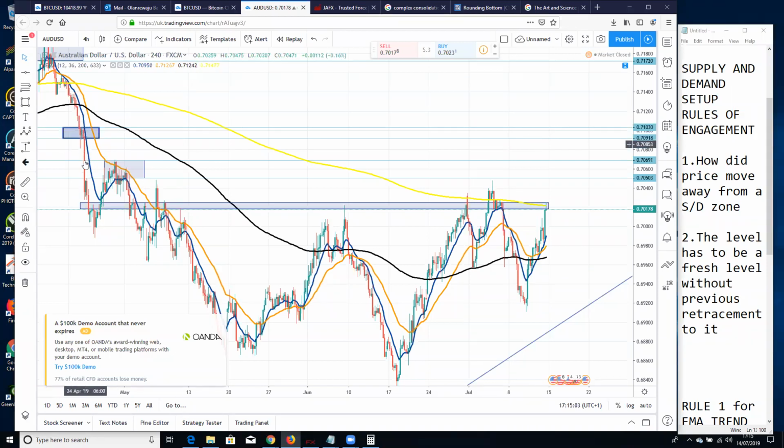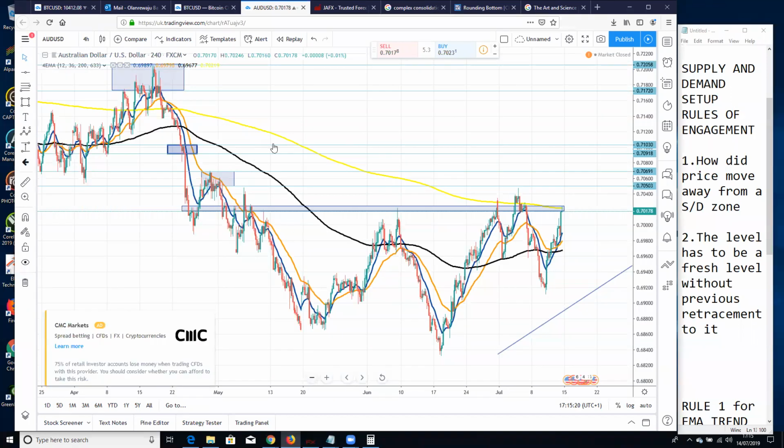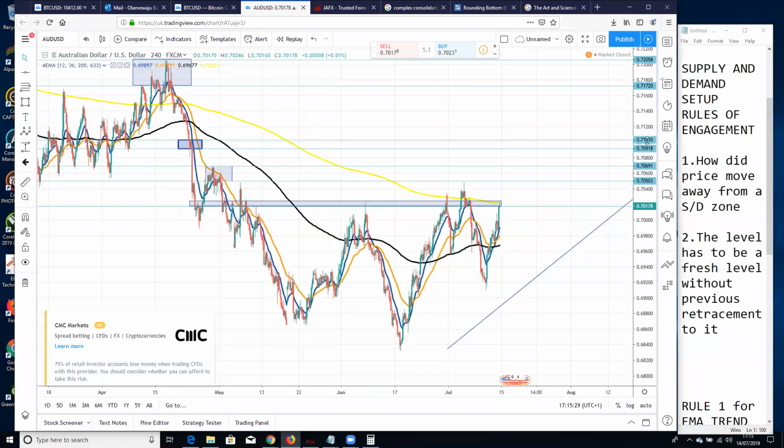So this will be one area that I'll be considering for a sell-off, because previously the way price moved away from it was very dynamic. You can see a very strong price movement away from that zone. So that zone will be a key zone for me to look for a short opportunity. That will be one place that I'll be considering to sell. For the Aussie dollar, my entry will be between 0.7091 and 0.7103 for a sell entry. I want my stop to be somewhere above here.